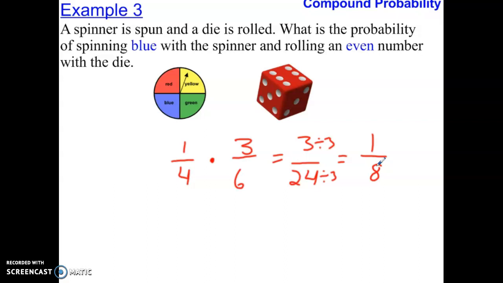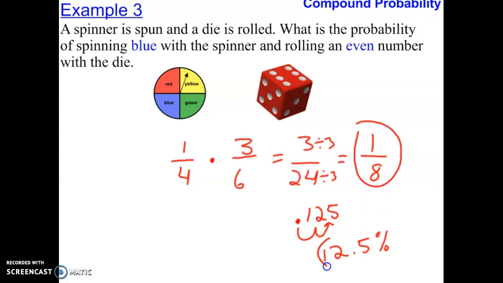Okay? Let's pretend that they were asking for the answer as a percent. Then I would simply pick up my calculator and do 1 divided by 8, which gives me 0.125. And then to change it to a percent, I would move the decimal twice to the right. That becomes 12.5%. Again, this and this is the same thing, but one of them is as a fraction, the other one is as a percent.